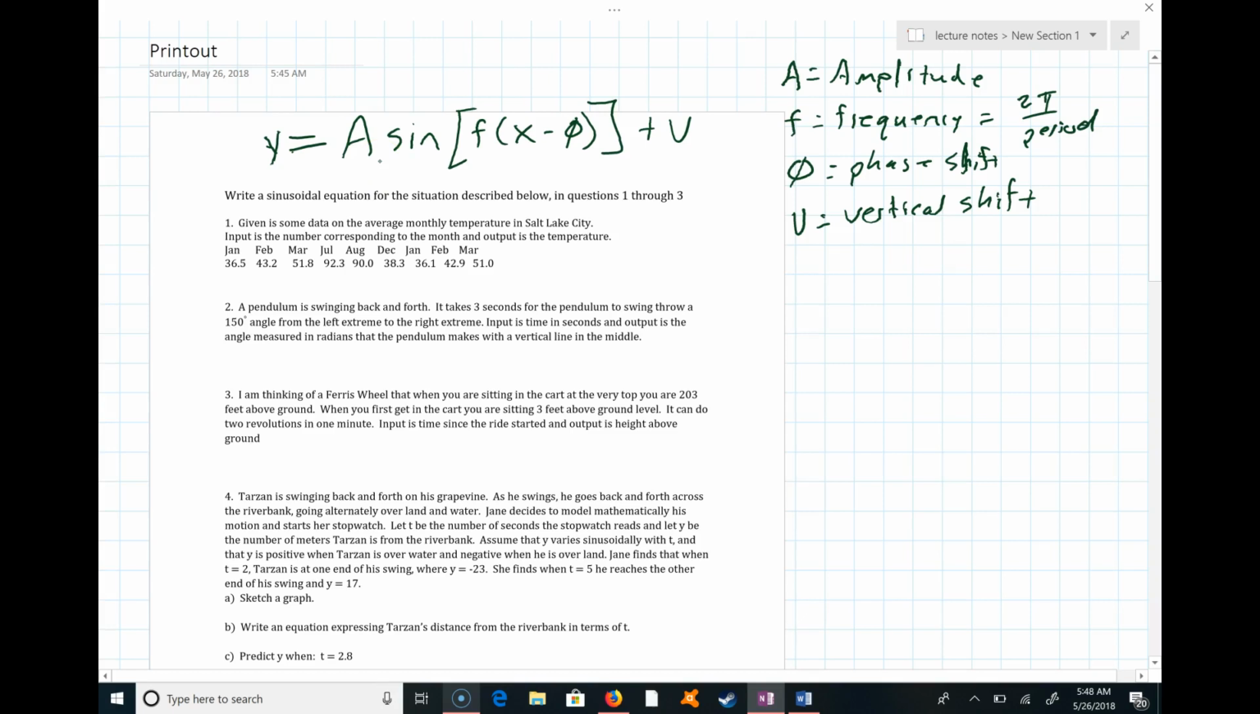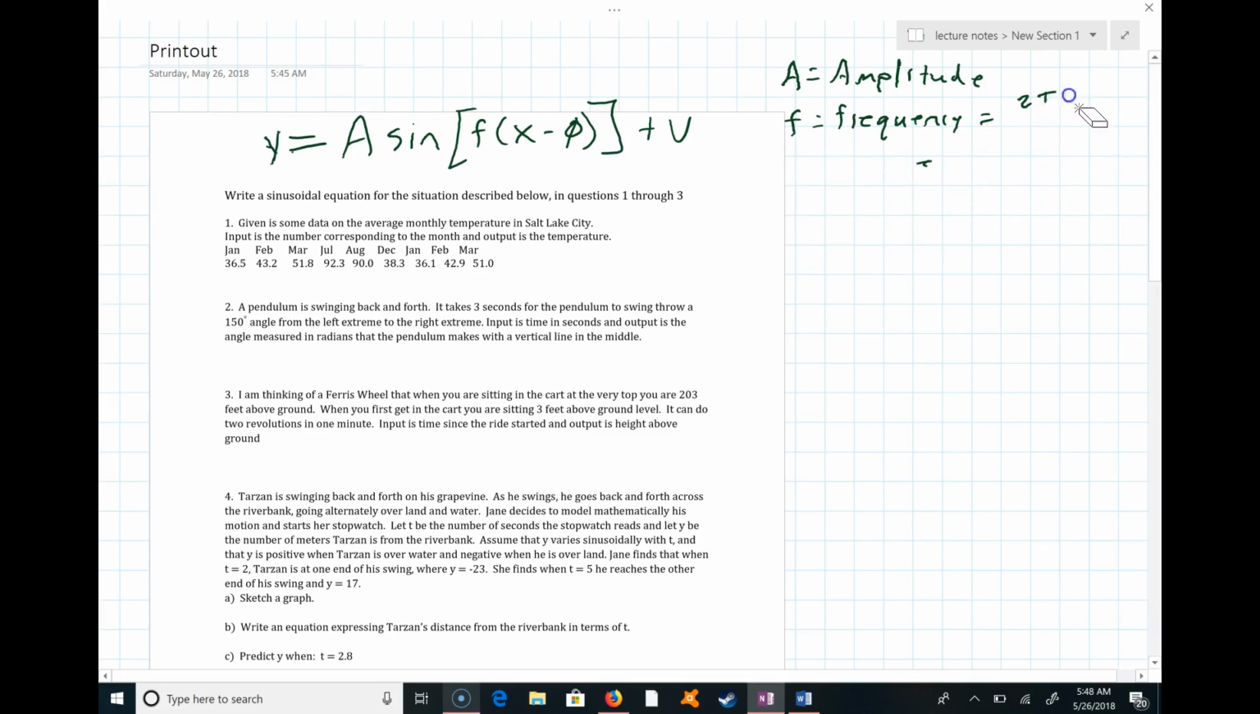So A stands for amplitude, F is frequency, which is equal to 2 pi divided by the period. This little Greek letter, phi, is a phase shift, and V is vertical shift. Phase shift is shifting left and right. Vertical shift is shifting up and down. So we're going to take a couple of these problems and see if we can write an equation to them.